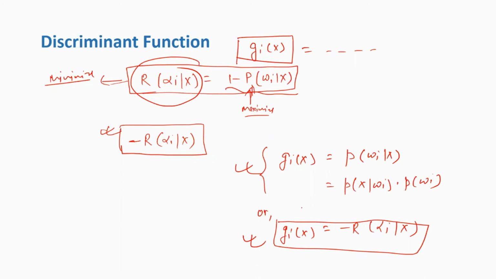Out of these two functions, we can explore the first one, this one. We can explore gi(x), which will be probability of x given omega i into probability of omega i.